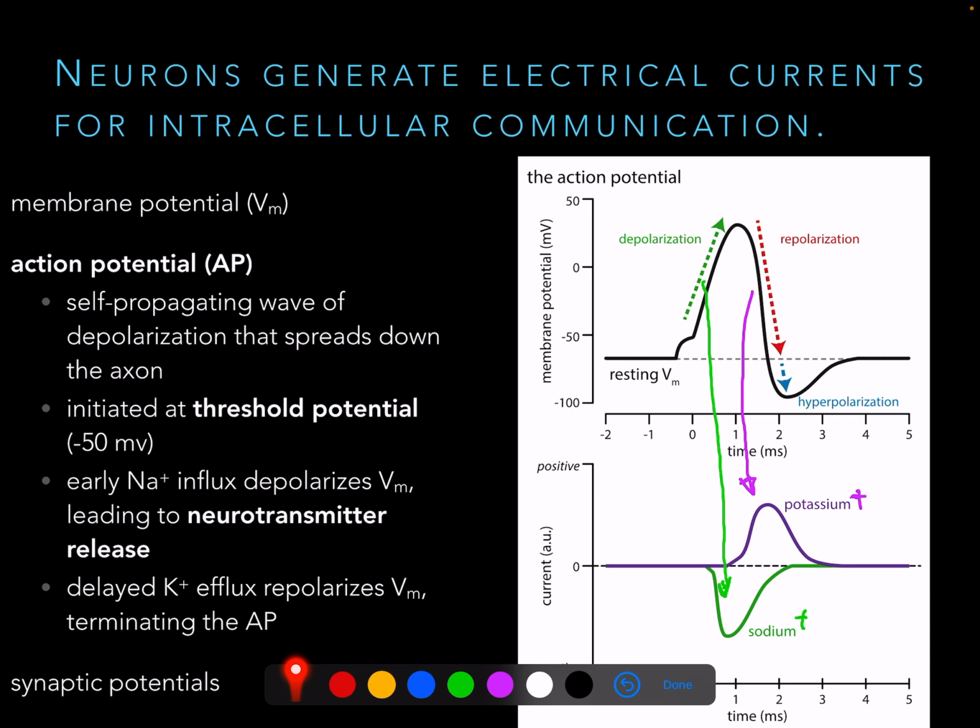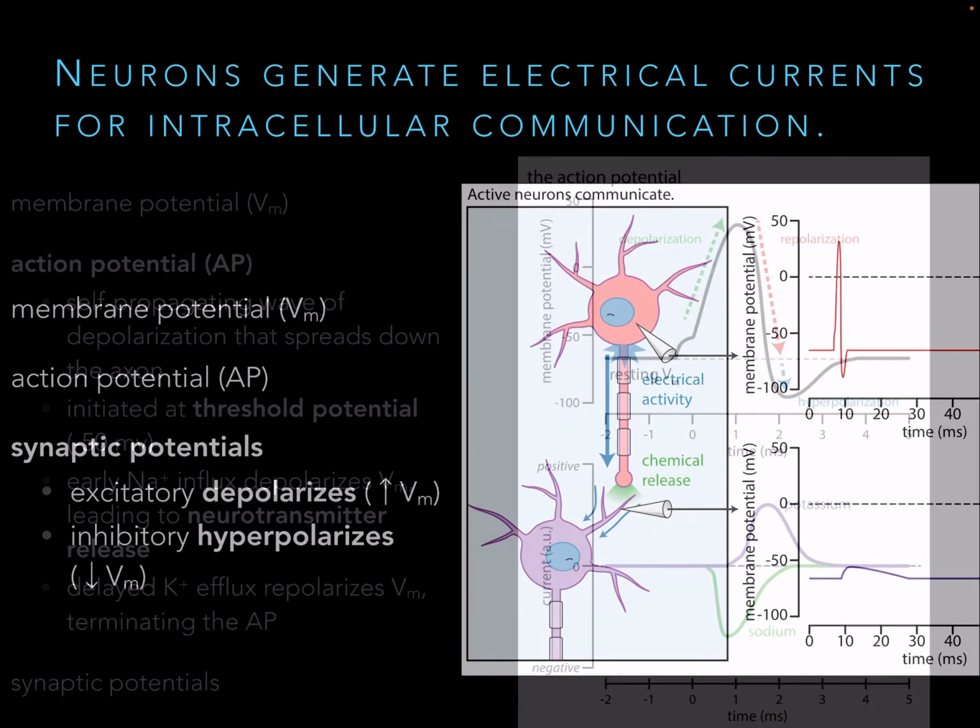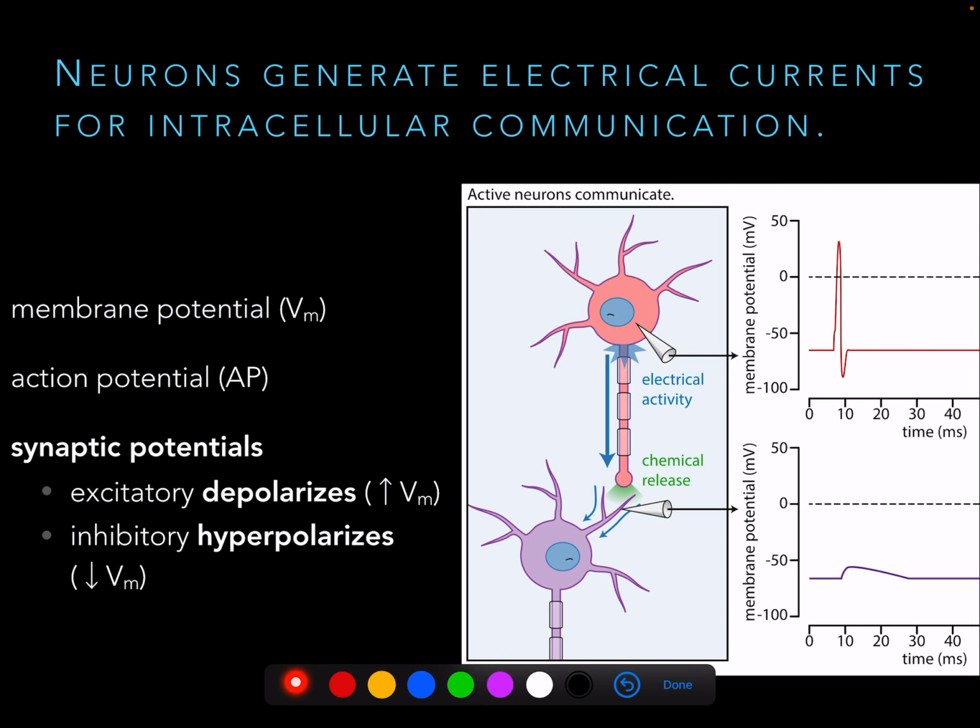The whole point of an action potential is, of course, not to just go from negative to positive and back. That accomplishes nothing. The whole point is to stimulate neurotransmitter release, and that's what the depolarization does. We then spit out neurotransmitters to create some kind of synaptic potential. The synaptic potentials are generated in the dendrites, as we went through earlier.